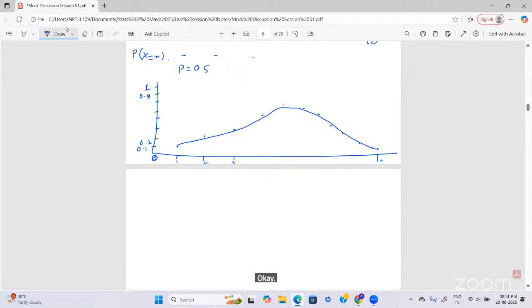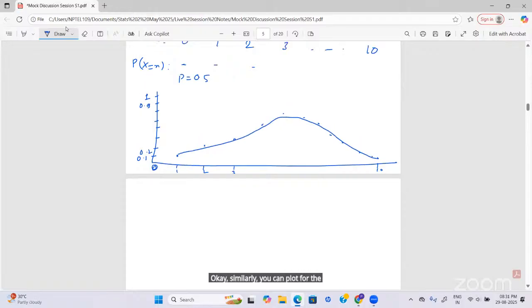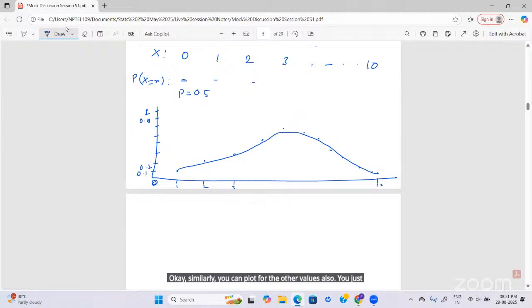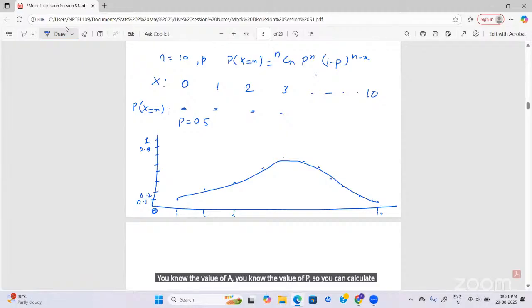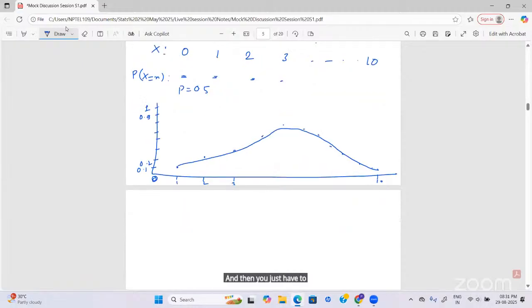Okay, similarly, you can plot for the other values also. You just have to calculate these values of probabilities. You know the value of n, you know the value of p, so you can calculate it. And then you just have to plot the graph as usual. So how are we using the graph to solve this question?